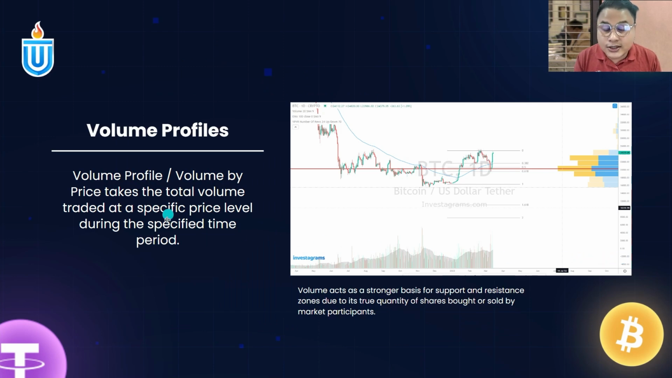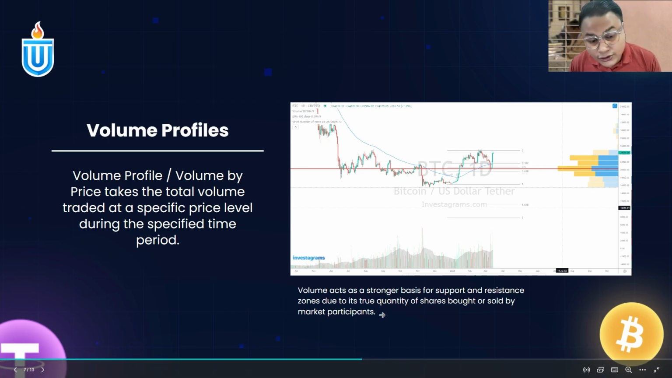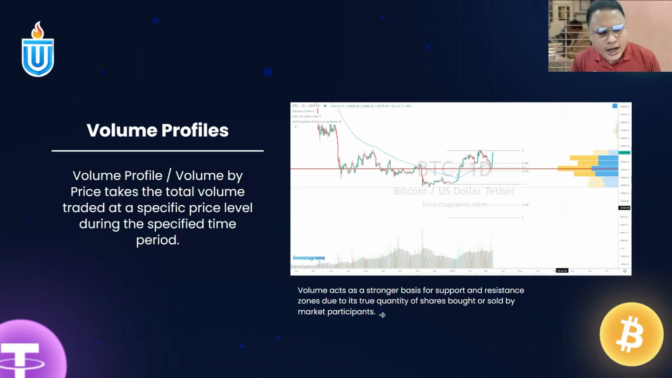So, next indicator na i-discuss natin are volume profiles, also known as volume by price. Yung volume profile takes the total volume traded at the specific price level and kino-consolidate yon during the specified time period. So yung volume profile acts as a stronger basis for support and resistance zones, dahil nandun yung true quantity of shares or units bought or sold by market participants.